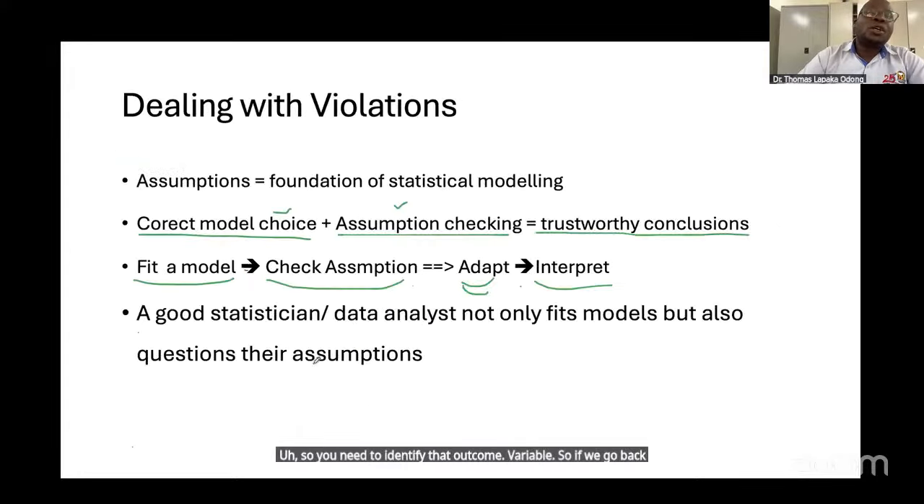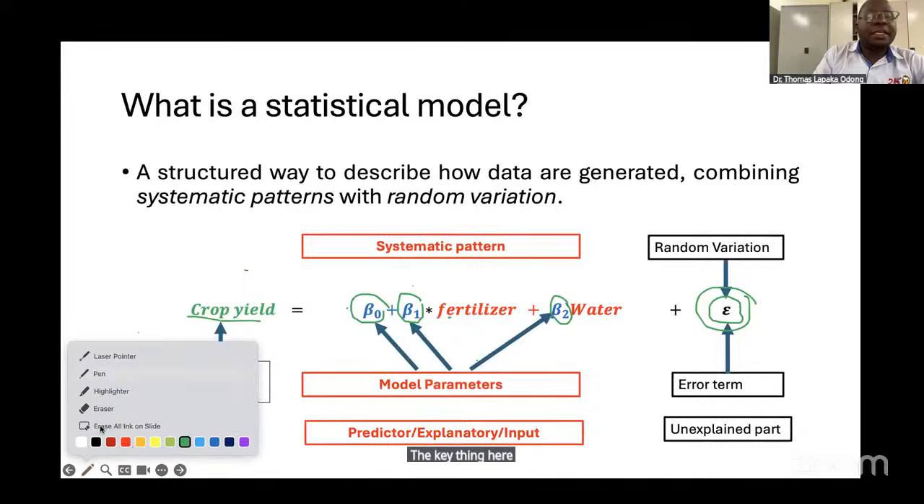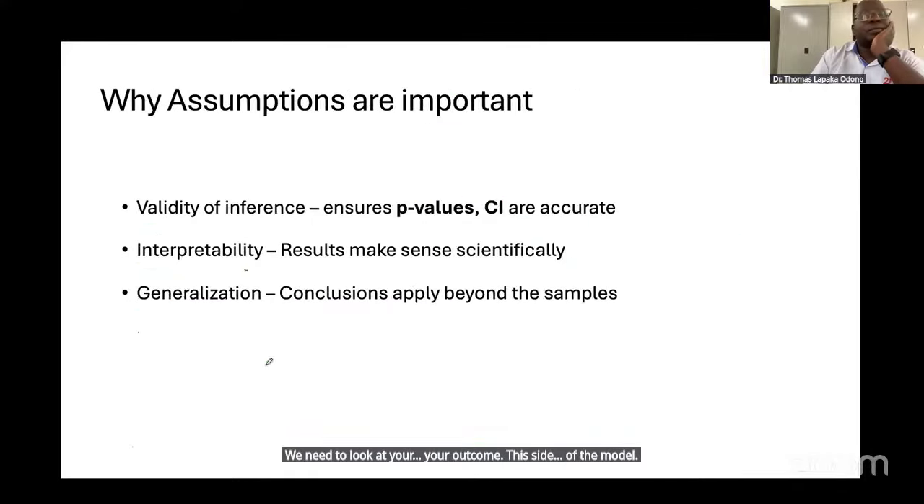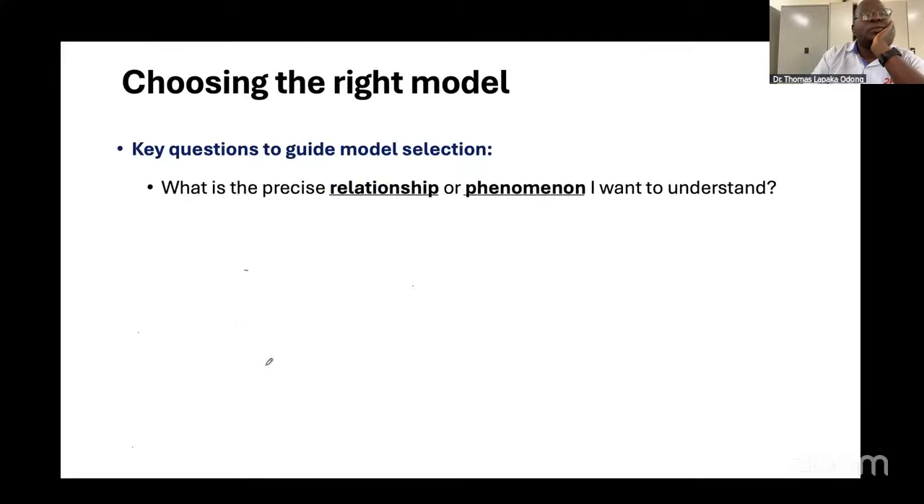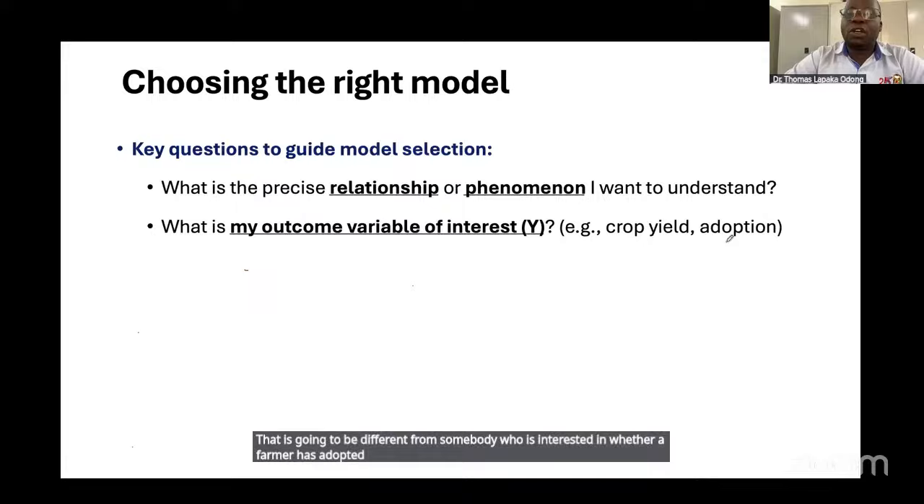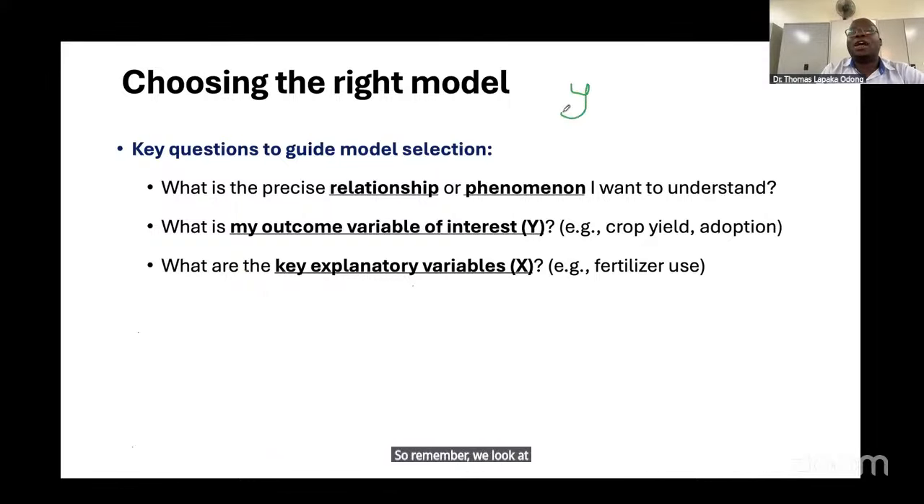So if we go back to what we defined as a model, the key thing here is that we need to look at your outcome, this side of the model. If you're interested in studying crop yield, which is maybe in kilograms or tons per acre, that is going to be different from somebody interested in whether a farmer has adopted a technology or not. So the nature of the outcome of the study will determine the type of model that you will choose. And then the other thing is, what are the key explanatory variables that you have? Remember, we look at this, that you have your yield data.